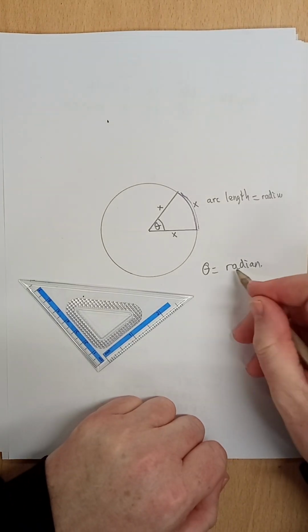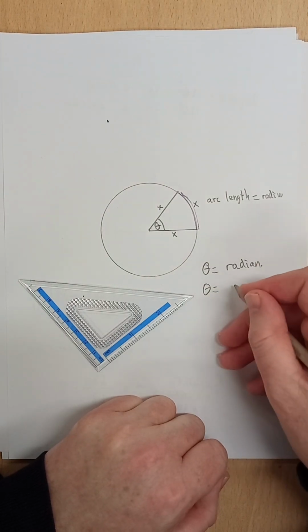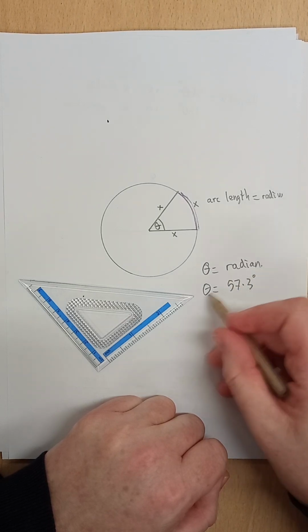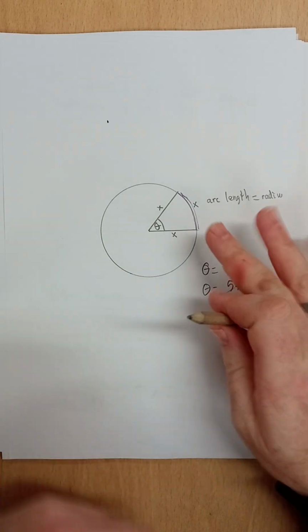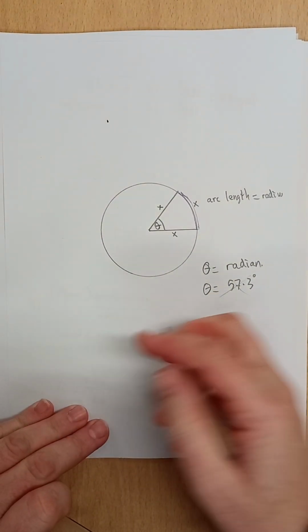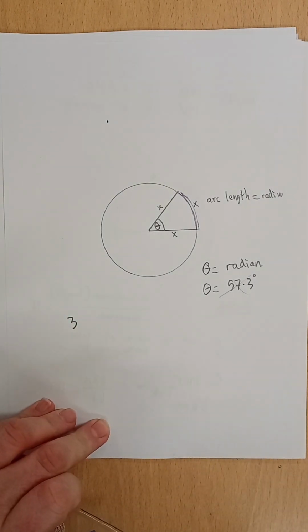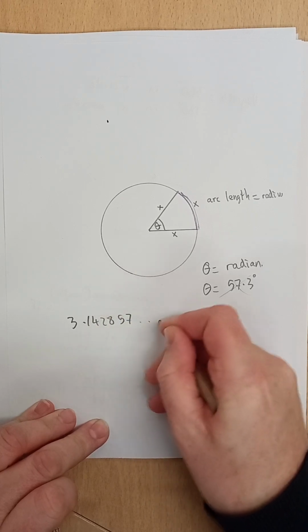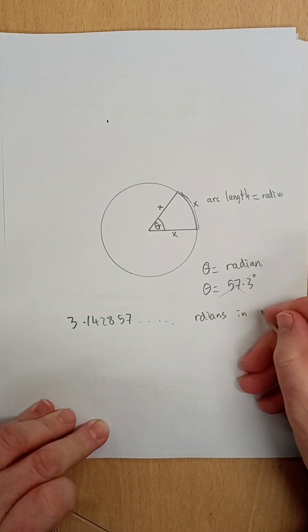Now, it's not in degrees. You can work it out if you want. It's roughly 57.3 degrees, but do not use it in degrees. It's just 1 radian. And what makes this amazing is that there are 3.142857 radians in half a circle.